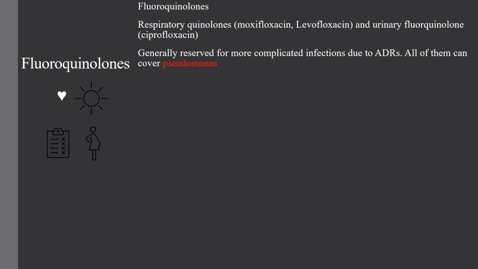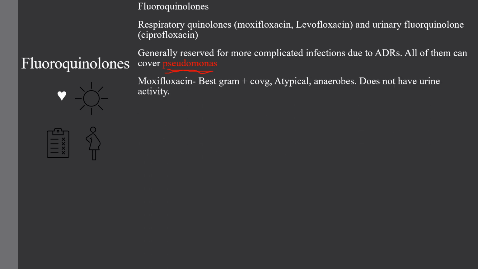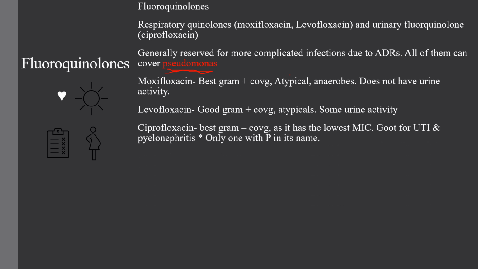Also an important thing is they cover Pseudomonas, which is great. So moxifloxacin has the best gram-positive coverage, atypicals, and anaerobes, but doesn't have any urine activity. Levofloxacin, same thing, but it does have a little bit of urine activity. And then ciprofloxacin has probably the best gram-negative coverage because of its lowest minimum inhibitory concentration, which makes it the best one for Pseudomonas infections. It's also good for UTI and pyelonephritis.